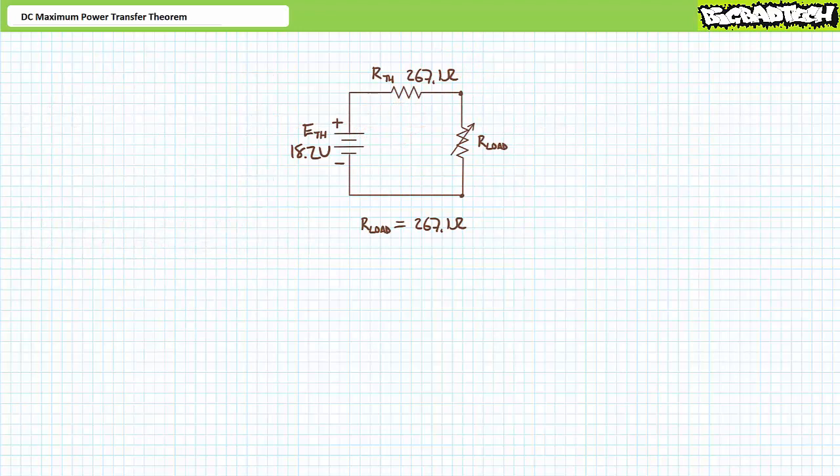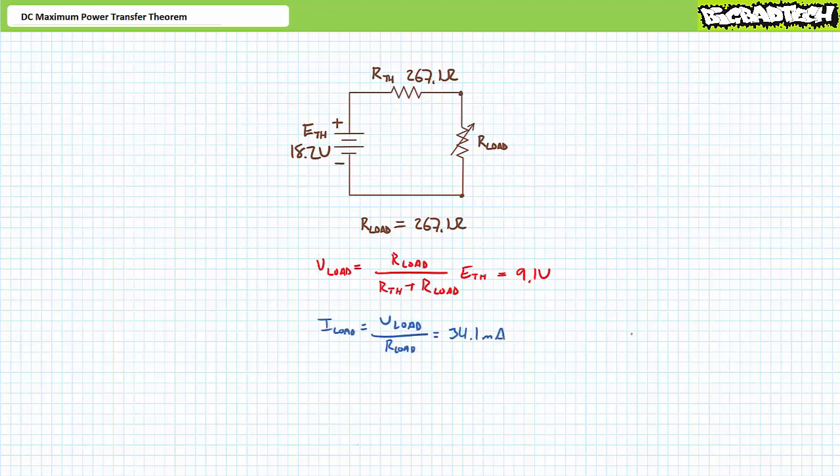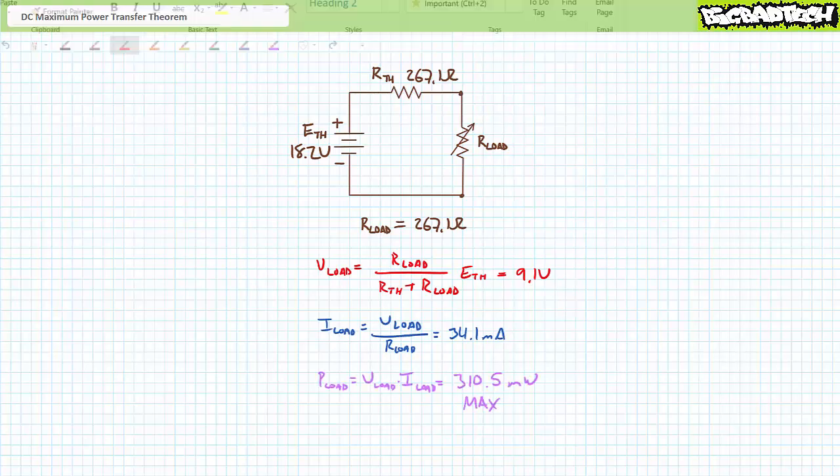When R load is set to 267.1 ohms, note that Thevenin's equivalent voltage source ETH sees a total resistance of exactly twice the Thevenin's equivalent resistance. An application of the voltage divider rule demonstrates the load resistor will drop half the supplied voltage, in this case 9.1 volts. An application of Ohm's law demonstrates current through the variable load resistor, R load at maximum power conditions will be 34.1 milliamperes. An application of the power equation demonstrates the variable load resistor will dissipate 310.5 milliwatts of power at maximum power conditions.